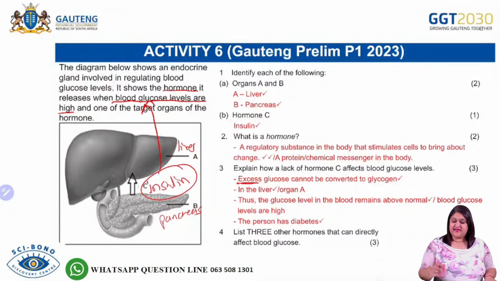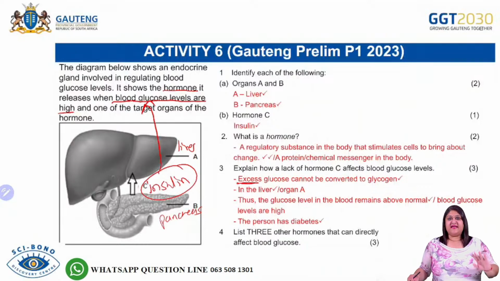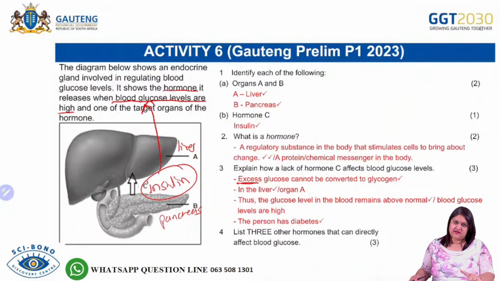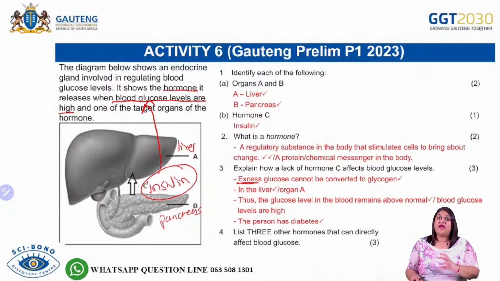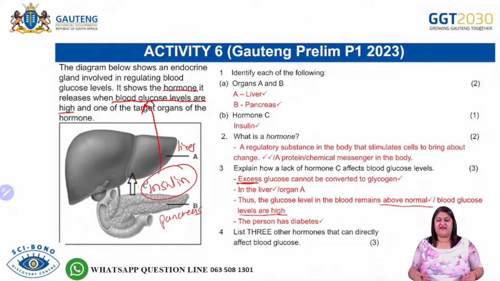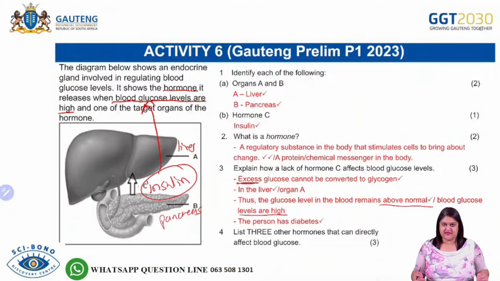Thus, the glucose level in the blood remains above normal, right? So we said insulin is not there. It cannot convert the excess glucose into glycogen in the liver. It's important that we mention the liver here. Okay, you need to know where it's happening. The glucose levels will then remain above normal, or you can say remains high. You cannot say there is now glucose in the blood, because there's always glucose in the blood. We are saying that the levels are going to remain high or above normal, and the person has diabetes. Okay?